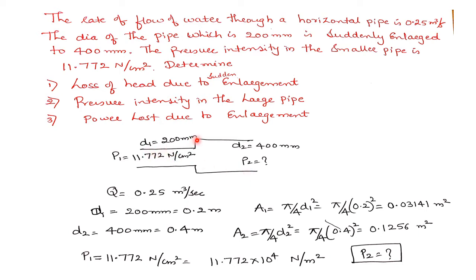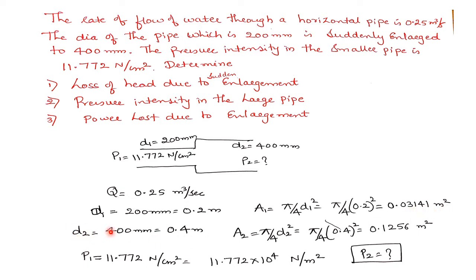Let this D1 be 200 mm. We'll convert it into meters, 0.2 meter. We'll calculate the area A1, that is the cross sectional area of pipe 1. Pi upon 4 D1 square, pi upon 4 into 0.2 square, this will be equal to 0.03141 meter square.